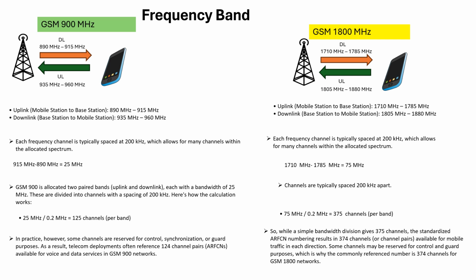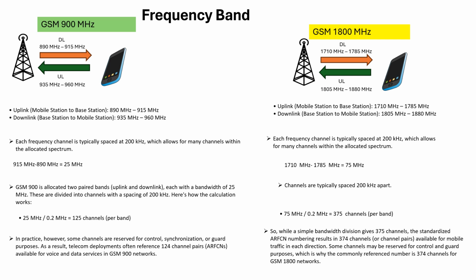Channel spacing. The frequency channels are spaced 200 kHz apart. This means that each channel occupies a bandwidth of 200 kHz within the allocated spectrum. Bandwidth calculation. The total bandwidth for the uplink and downlink is 25 MHz each.